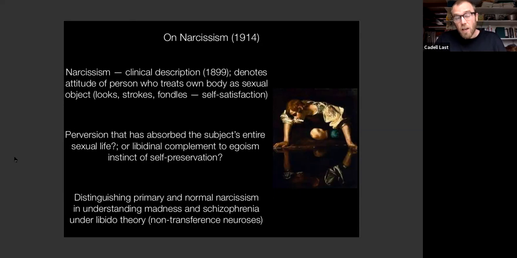As we'll see, it's kind of the opposite of the transference neuroses, where the transference neuroses get caught up with fantasy objects outside of themselves. Narcissism is the opposite, where the subject gets caught up with its own ego as a libidinal object. So he wants to distinguish between primary and normal narcissism in understanding specifically madness and schizophrenia, what he calls dementia praecox, and I think just refers to the other as schizophrenia, under the libido theory. And again, these are non-transference neuroses, namely non-relational neuroses.